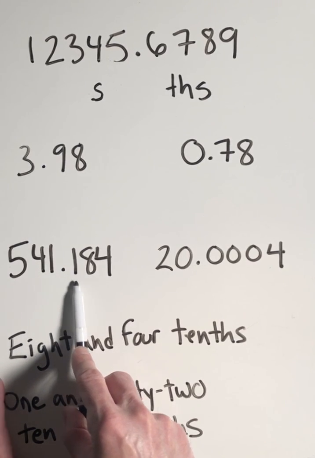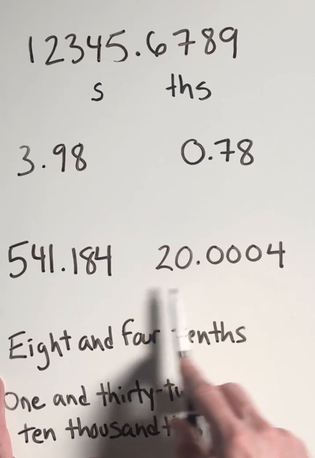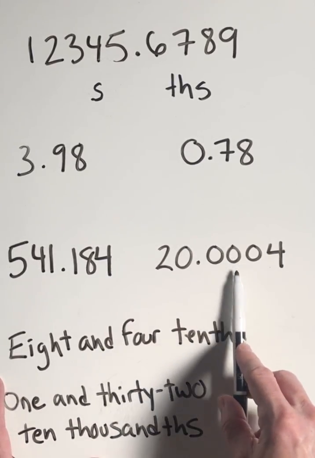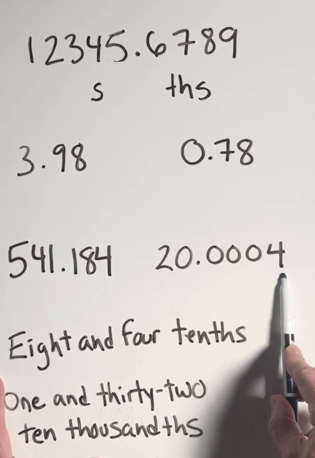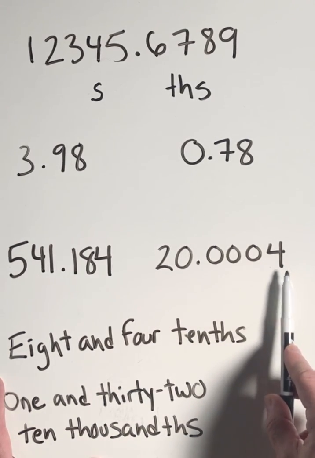541 and 184 thousandths. Here, to pronounce this, you might want to look at the decimal first. Tenths, hundredths, thousandths, ten-thousandths. So I have 4 ten-thousandths. So this would be 20 and 4 ten-thousandths.